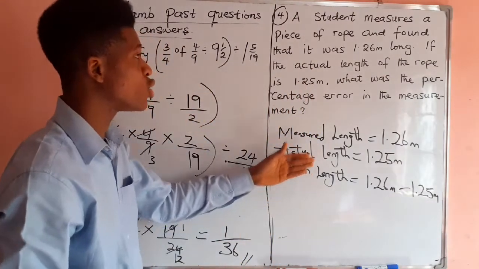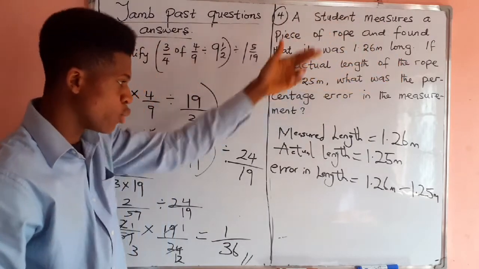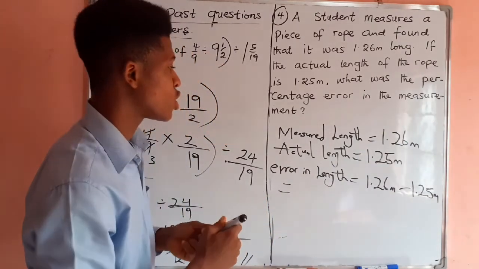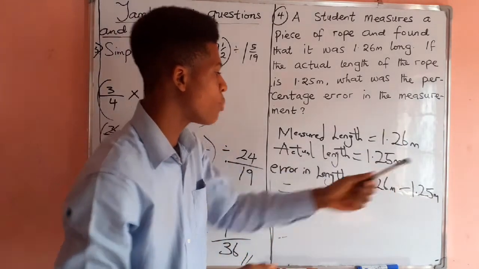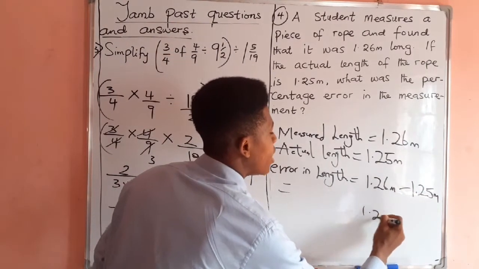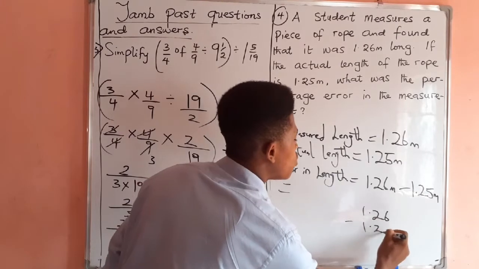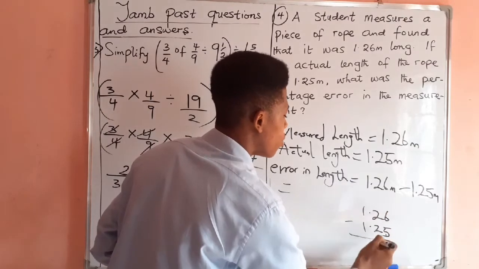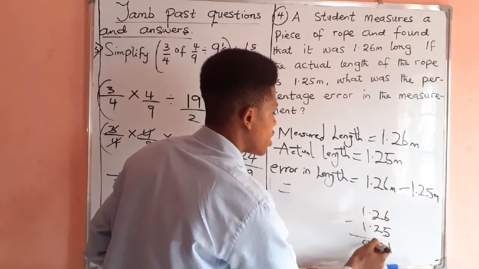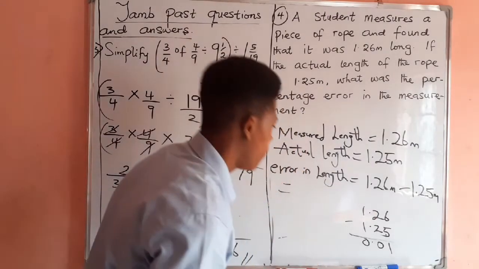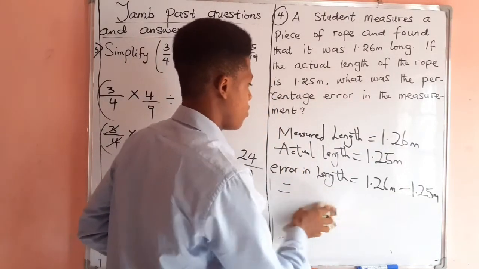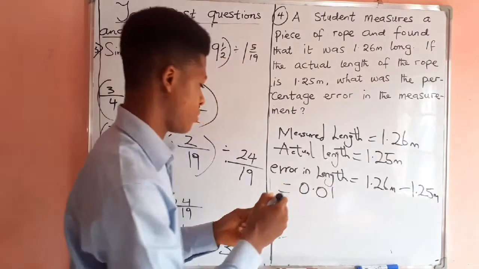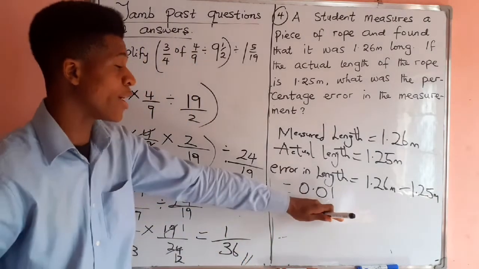For you to get the error length, you have to subtract the actual length from the measured length. 1.26 minus 1.25, let's do that quickly so we'll see it clearly. 6 minus 5 is 1. 2 minus 2 is 0. There's a point here. 1 minus 1 is 0. So our error in length is 0.01. Okay, we've gotten our error in length.